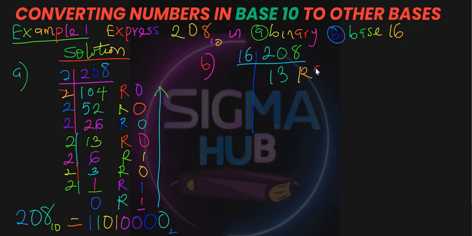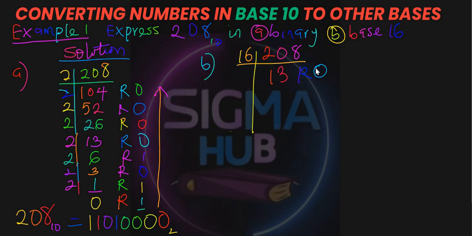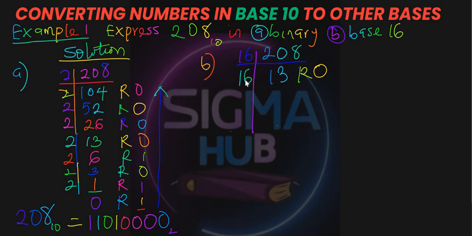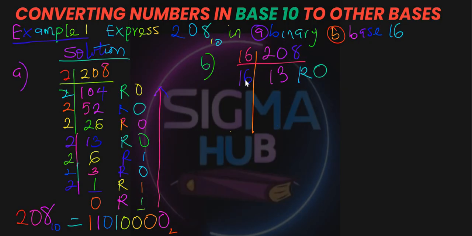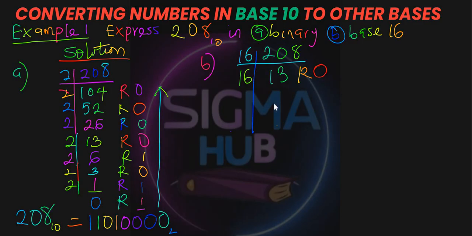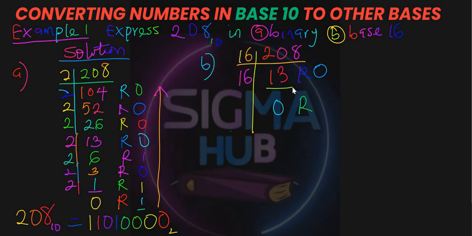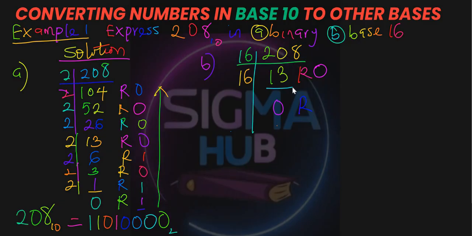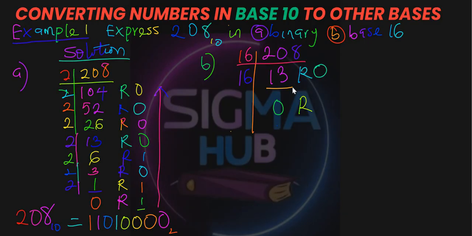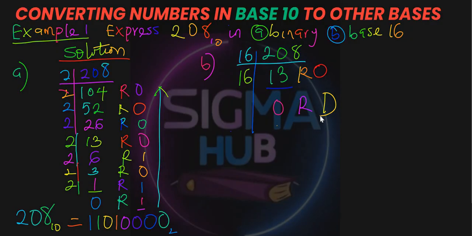So remainder 0. Then again, we are going to divide 13 by 16. But don't forget, 16 cannot divide 13 because 16 is greater than 13. And if it cannot divide, we are definitely going to be writing 0, and the remainder is the number that is here, since it cannot divide it. So remainder 13. But recall that 13 is D. We cannot write 13.